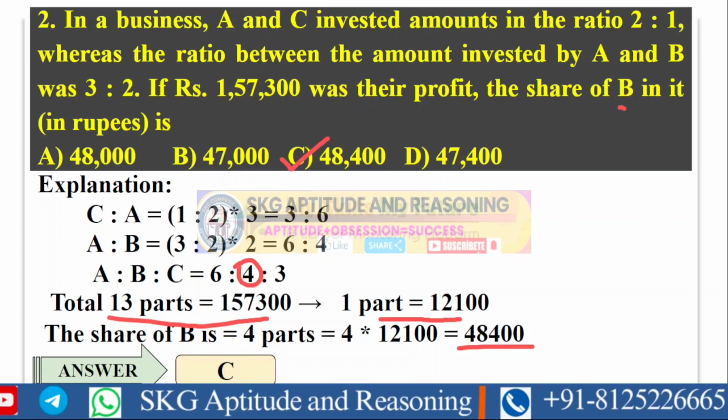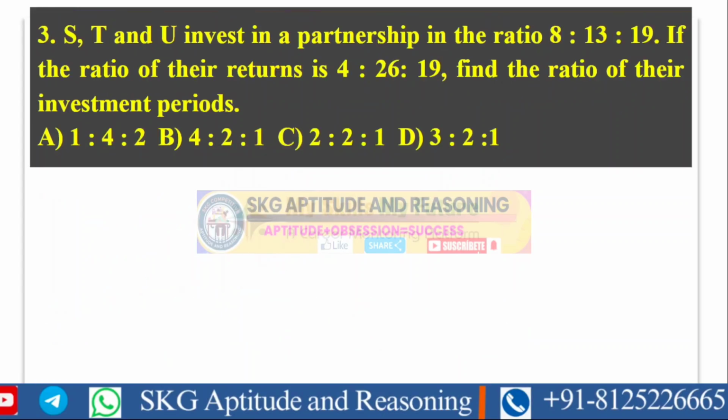Let's move to the next question. Here is the next question. SKG and you invest in a partnership in the ratio, which means the investments ratio is given as 8 is to 13 is to 19. And their returns, meaning profits, ratio is given as 4 is to 26 is to 19. So what is he asking us to find?